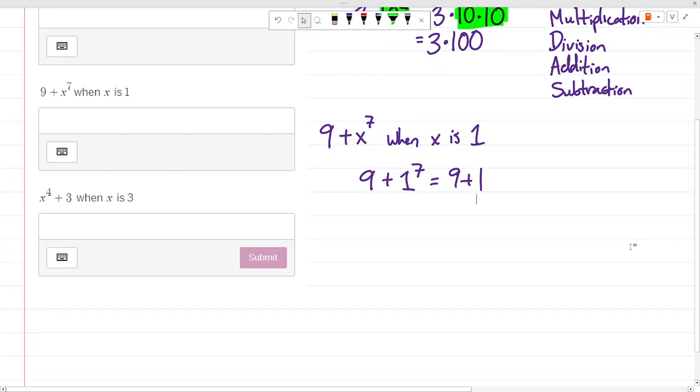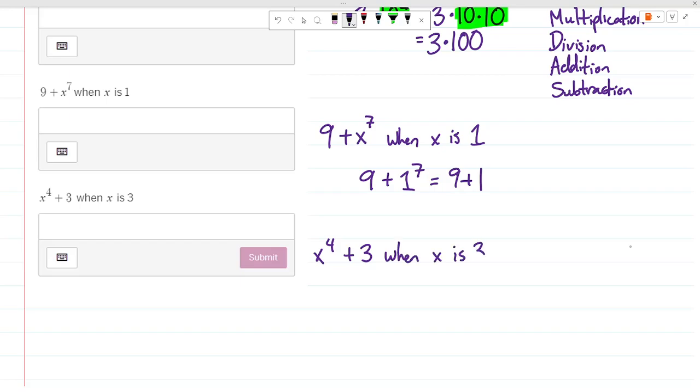For the next expression, write this down in your notebook. x raised to the 4th power plus 3 when x is 3. Okay, so wherever we see an x in this expression, we're going to substitute a 3. So it becomes 3 raised to the 4th power plus 3.